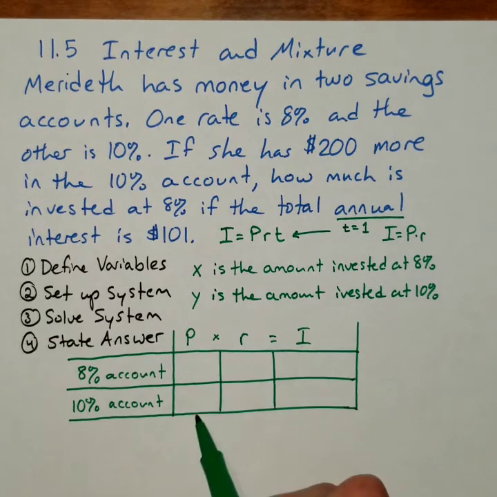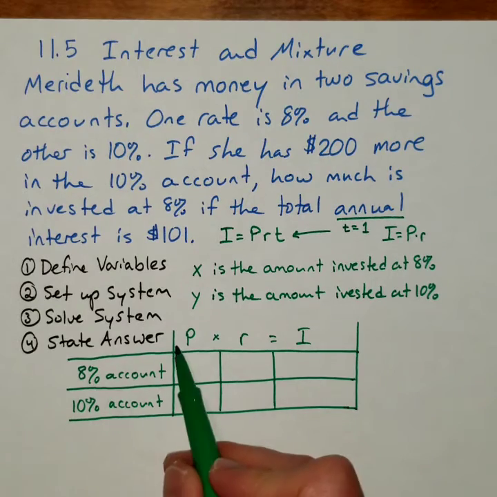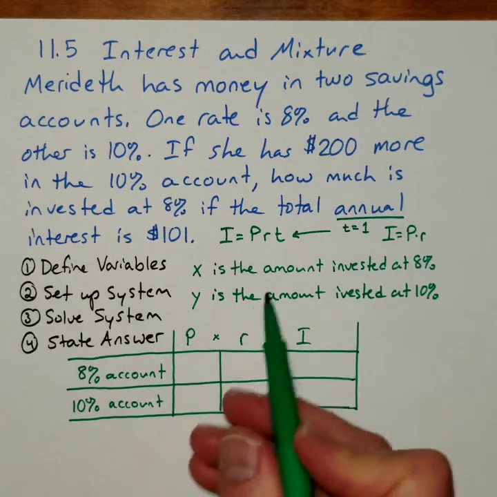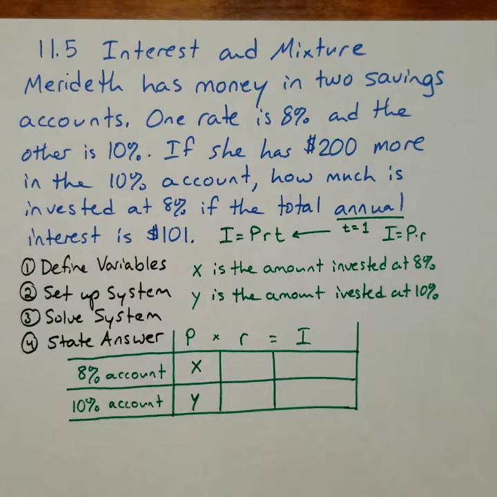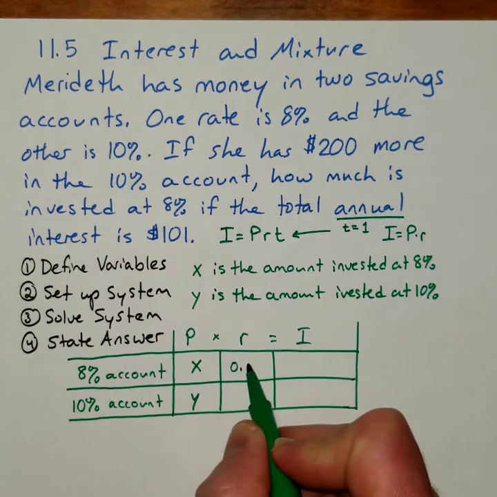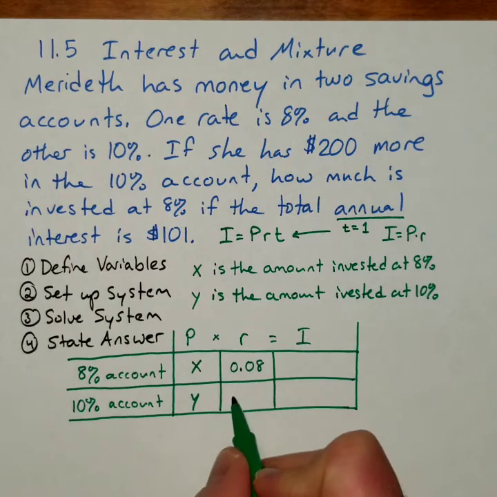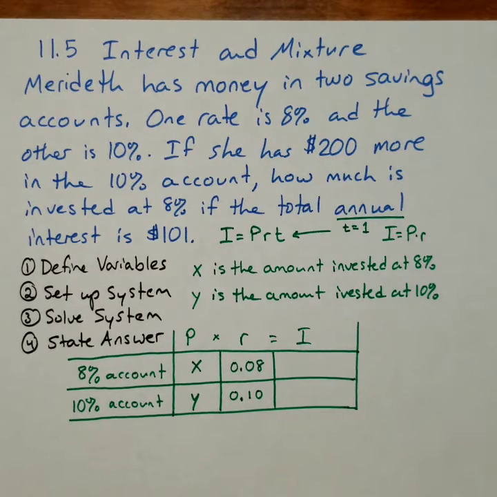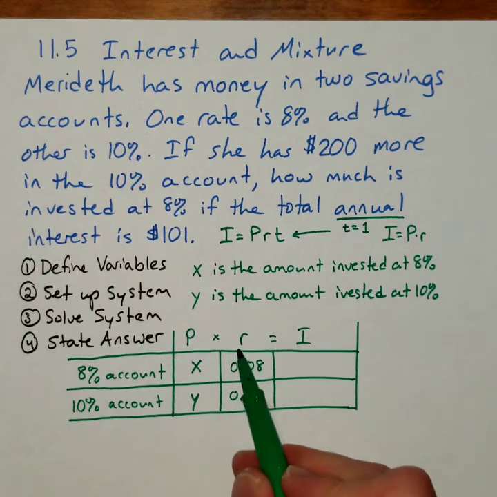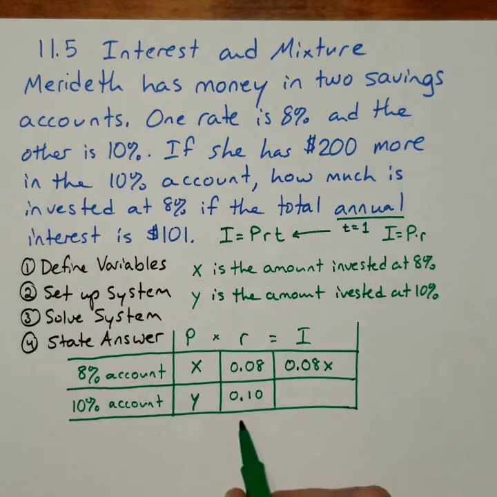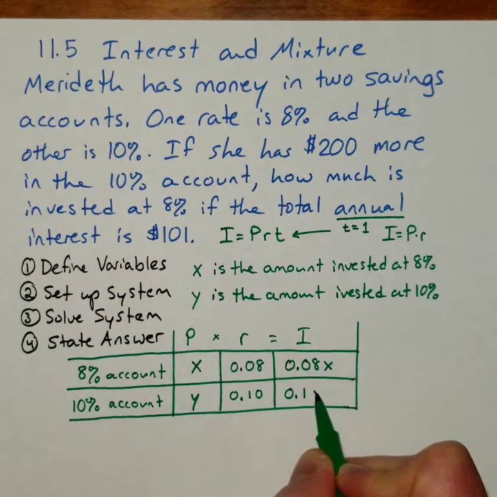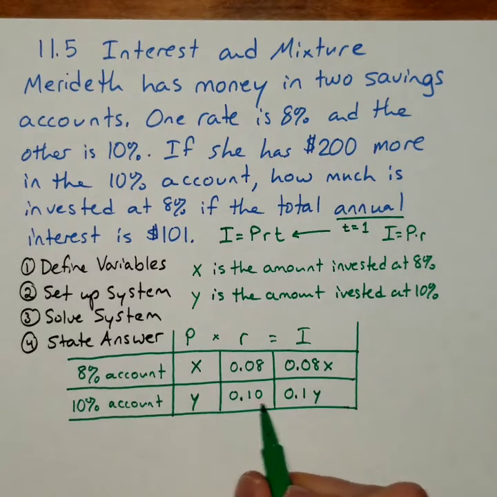And so if we look at the principal column, the principal for the 8%, principal is the amount invested. That, of course, is our unknown, x. And the principal for the 10% is our unknown, y. The rate at each percent is the percent, but we got to change them to a decimal form. So if I change the 8% to a decimal, it's 0.08, and 10% is 0.10, or you could just write 0.1. The interest is the product of those two, and so the interest at 8% is 0.08x, and at 10% it is 0.1y. Okay? Of course, I'm just using 0.1 instead of 0.10.